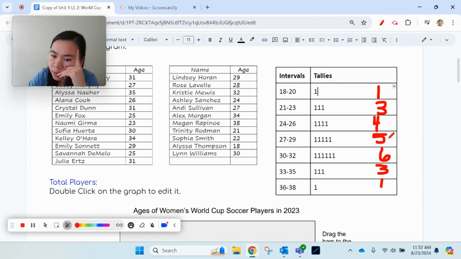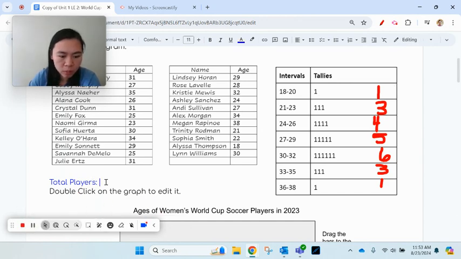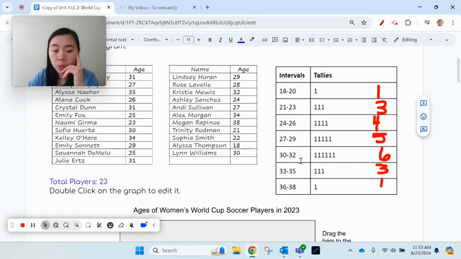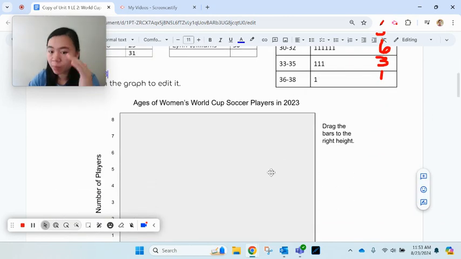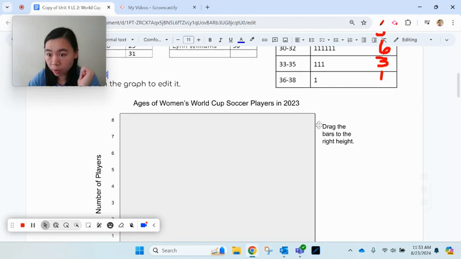8, let's see, 13, 19, 20, 23. 23 players. Is that right? Hold on, let me check. Okay, yeah, I feel good about 23. All right, so I'm going to go and put this right here. 23 total players. Okay, so that is your frequency table. And if you make a frequency table, it's going to make creating your histogram a lot easier. That's why we're creating a frequency table.